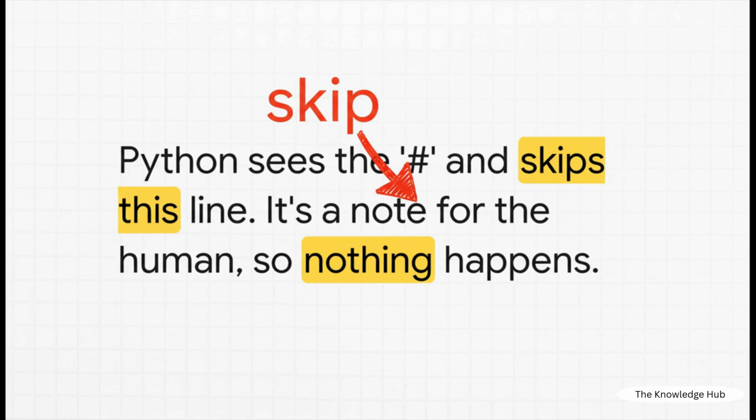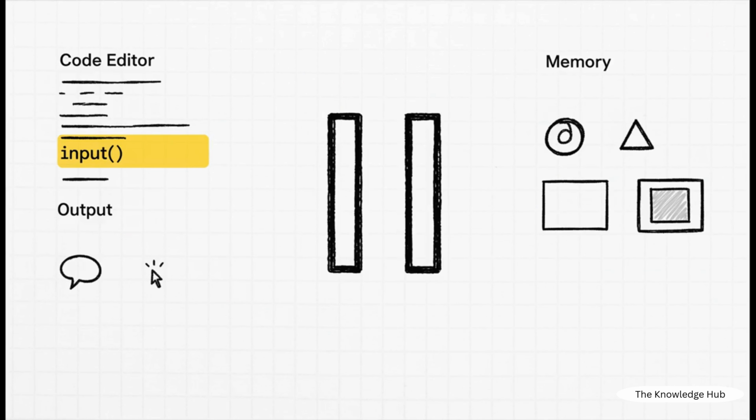Line 3 starts with a hash symbol or a pound sign. The interpreter sees that and immediately knows, oh, this is a comment. It's just a note for a human programmer. It's not an instruction for me, the computer. So it just skips the whole line and moves on. Nothing changes anywhere.